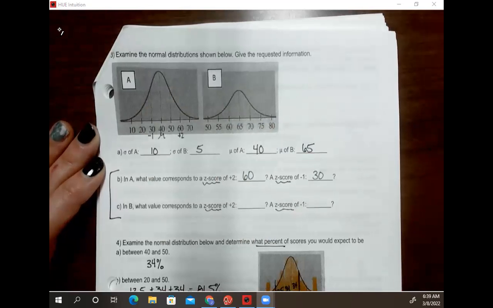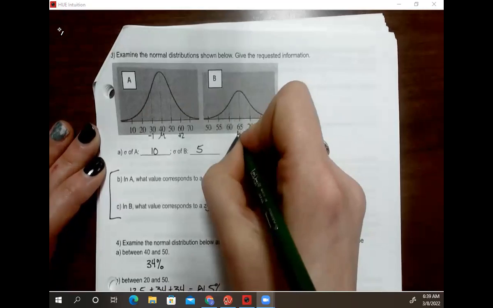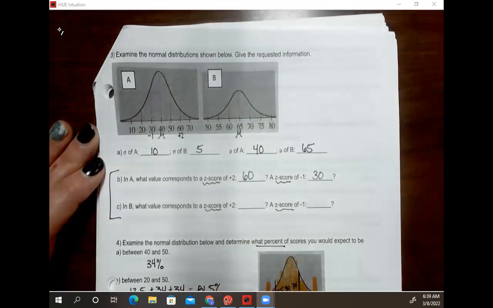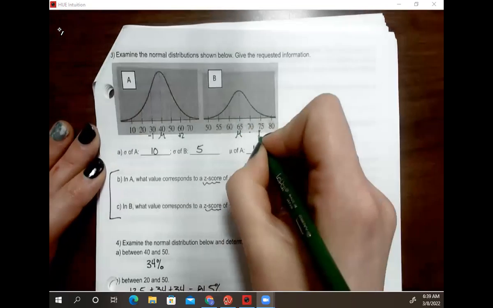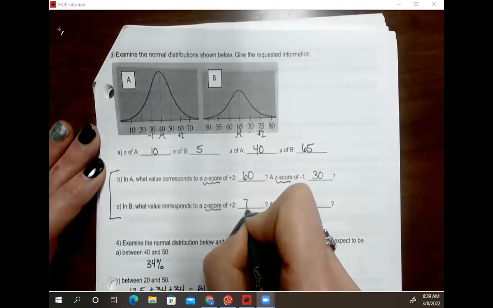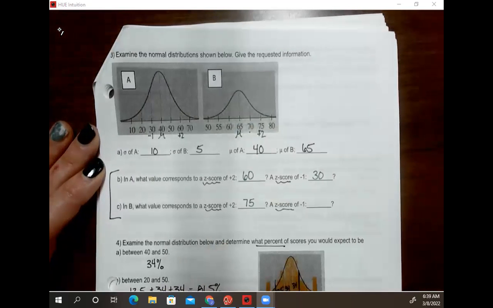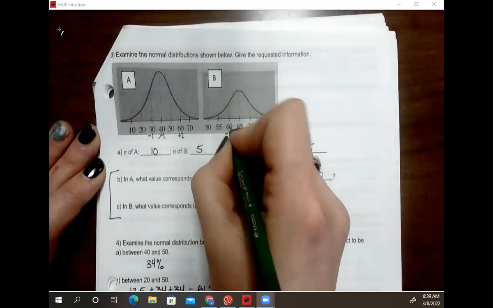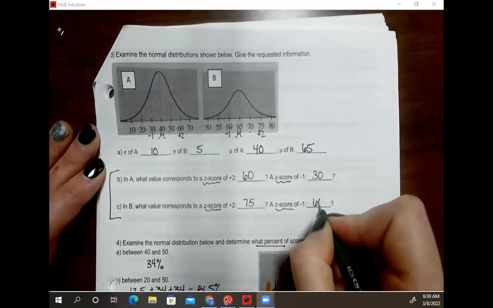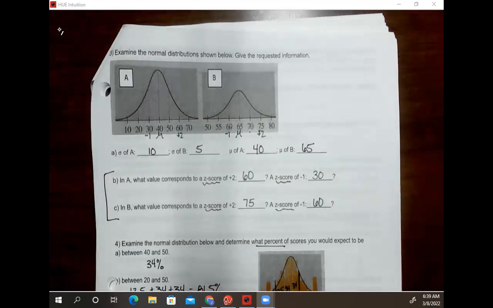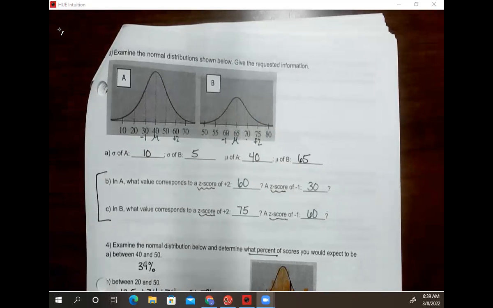For B, same idea. A z-score of +2 in B means 2 ahead of the mean, or 2 greater than the mean. So 1, 2, here would be +2, that's 75. And a z-score of -1 would be 1 below the mean. So that would be 60. Now let's turn to page 26 and take a look at some more examples.